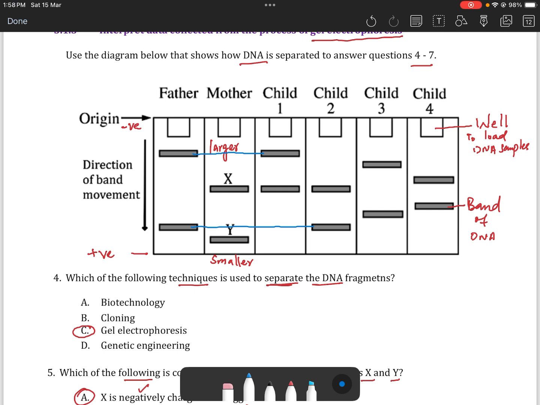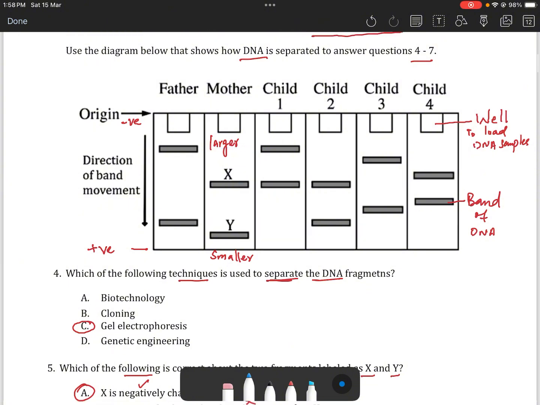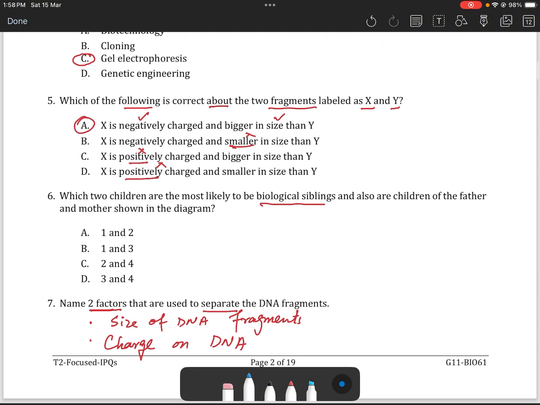Now for the mother, the band is matching with 1 and 2, but it's not matching with 4. It's very close, but be very careful. And then the second band of the mother is not matching with anyone, so it's quite obvious now that it is matching only with 1 and 2. So 1 and 2 is the correct answer.